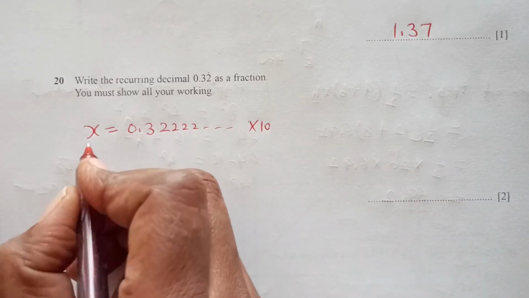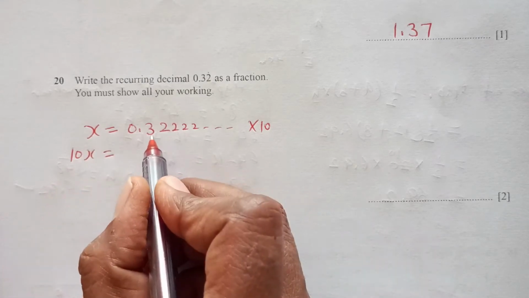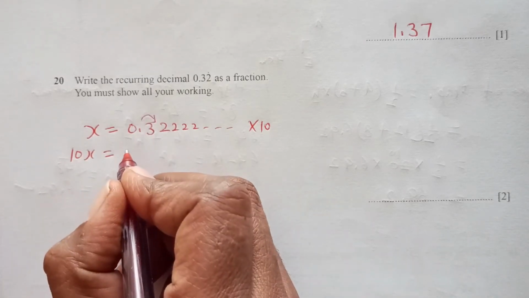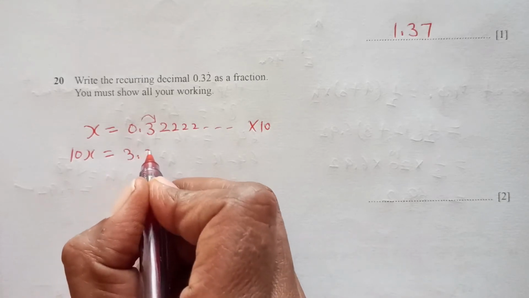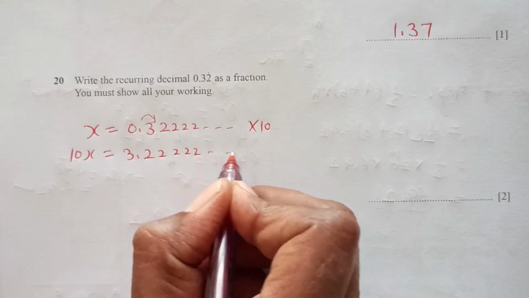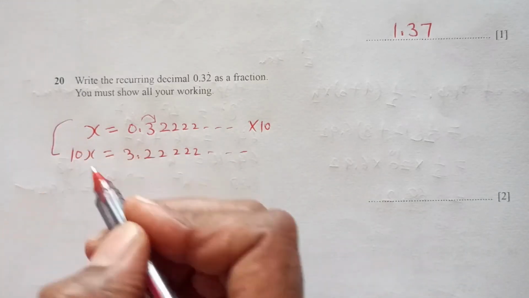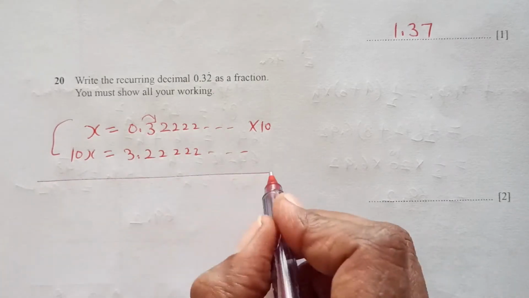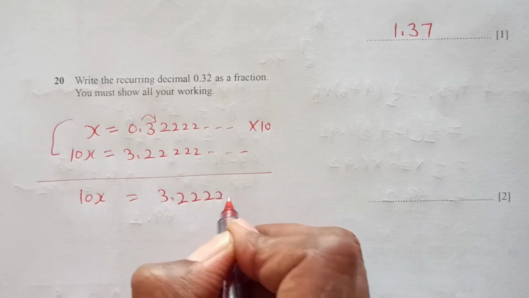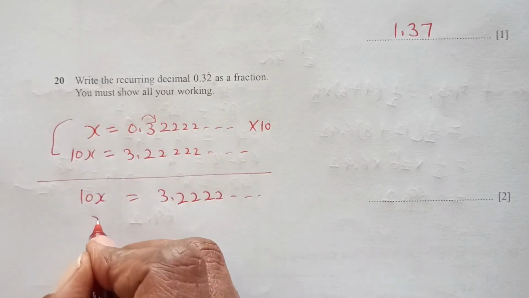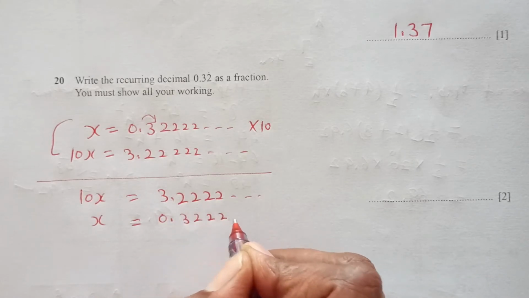When you multiply by 10, we multiply on both sides. So this is 10x and the decimal will shift here, so it will become 3.222 like this. Now we need to subtract. When you subtract, we can write these two equations again here, it will be easy. 10x is 3.222, then I'm writing this one here, x is 0.3222 like this.